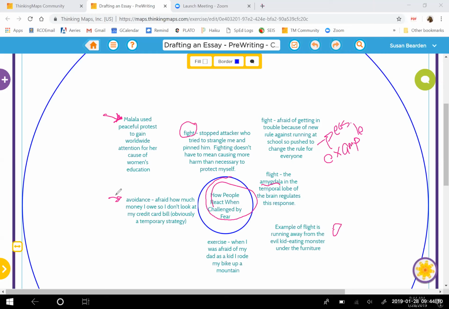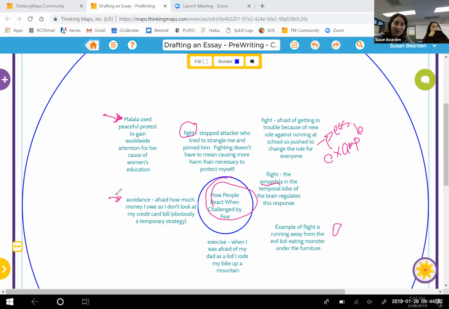So I was just jotting down some notes because I want to have as many different ideas as I can, so that when I go to plan, I have more to work with. Do we have any questions right now about how to start a circle map about your topic, how to get started brainstorming? Does anyone have a question about that?